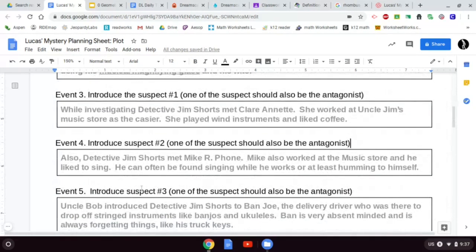Event 4, introduce suspect 2. Remember, one of the suspects should also be the antagonist. That's the bad guy. Also, Detective Jim met Mike R. Phone. You see the pattern here? Clarinet, microphone, yeah. Mike also worked at the music store and he liked to sing. He can often be found singing while he works, or at least humming to himself.